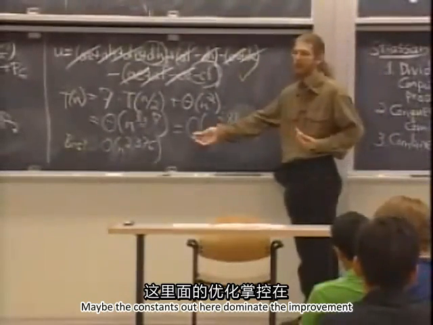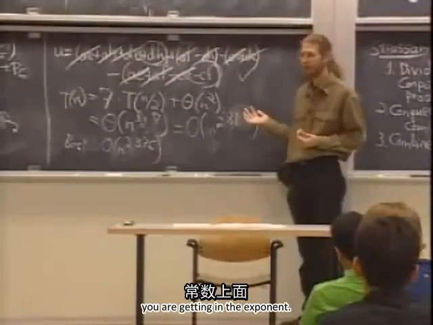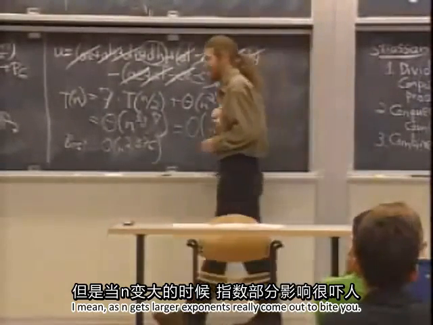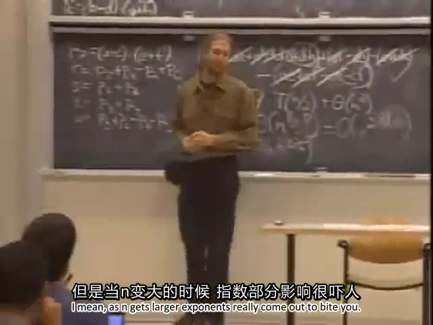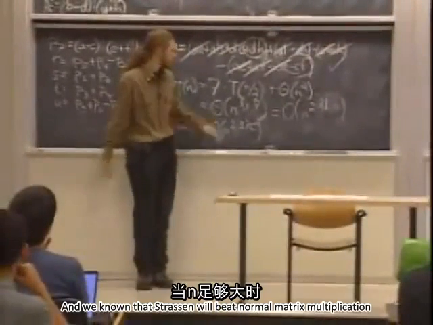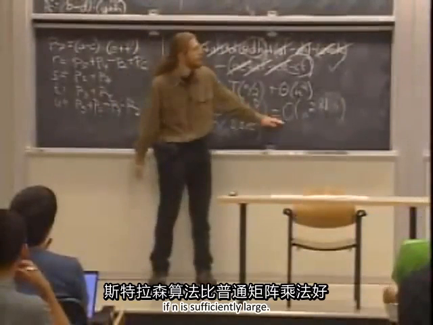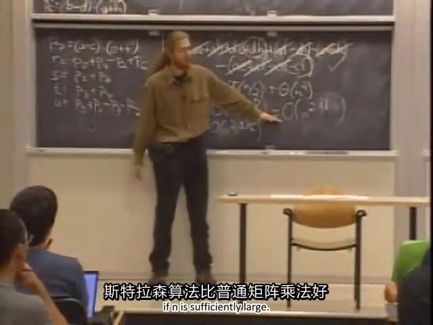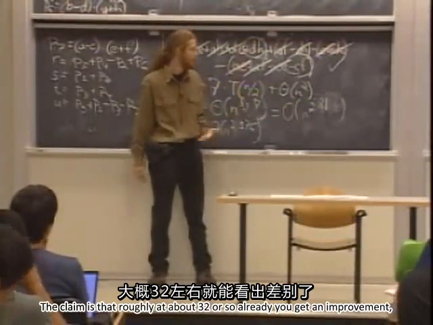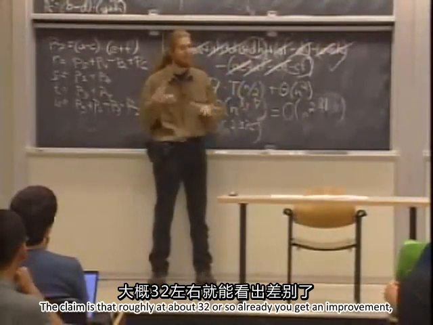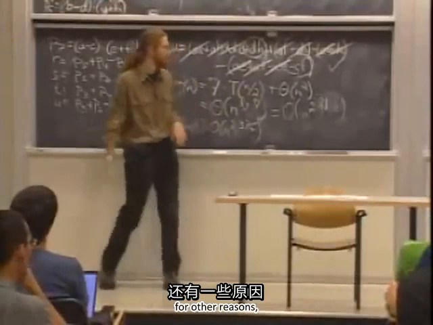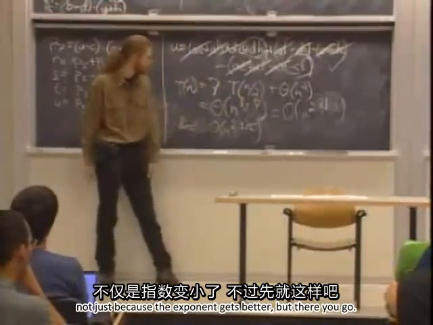Getting closer to 2. You might think these numbers are a bit weird. Maybe the constants dominate the improvement you're getting in the exponent. Turns out improving the exponent is a big deal. As n gets larger, exponents really come out to bite you. So n cubed is pretty impractical for very large values of n. We know that Strassen will beat normal matrix multiplication if n is sufficiently large. The claim is roughly n about 32 or so, already you get an improvement, for other reasons, not just because the exponent gets better.